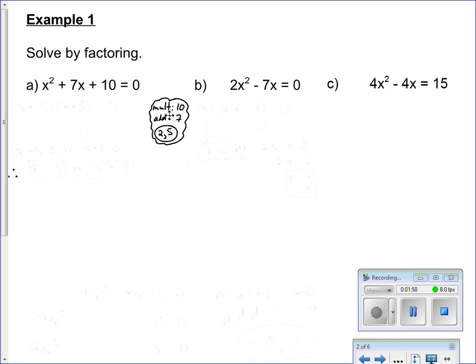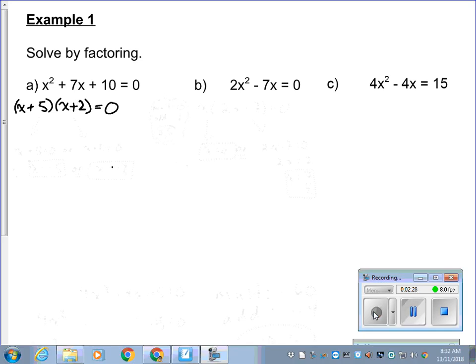So we need to find two numbers that multiply to 10 and add to 7, and we find out that it's 2 and 5. When we do the factoring, we get x plus 5, plus, not 3, but 2, equals 0. Remember, we just corrected that, so we have x plus 2.